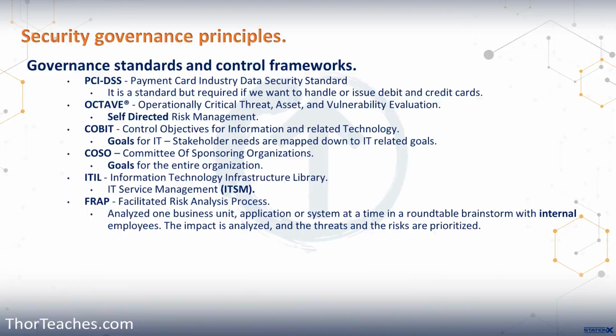COBIT has 4 domains, and when we get into project management later in the course, you will recognize the flow. First off, we plan and organize. Then we acquire and implement. We deliver and support. And then we monitor and evaluate. And each of those categories then have subcategories. For the exam though, COBIT, goals for IT, we take our stakeholders' needs and then map those into IT-related goals.